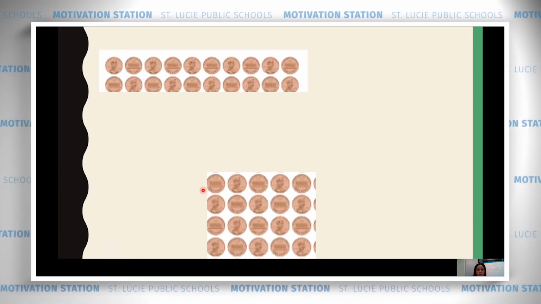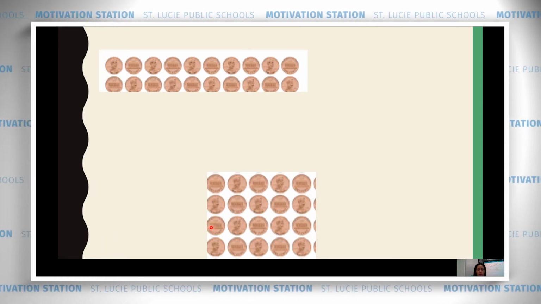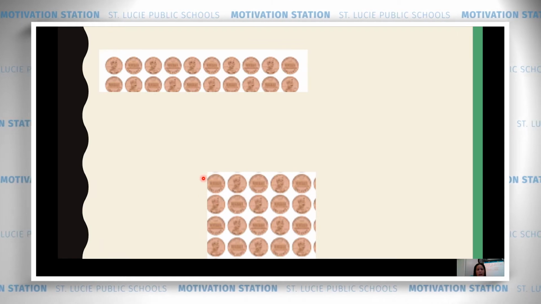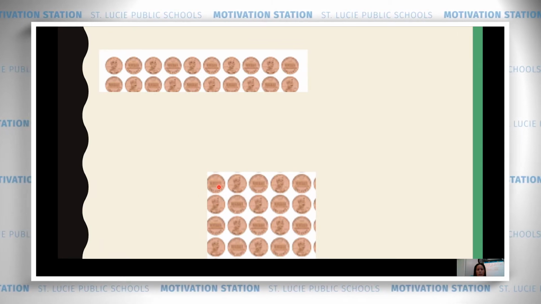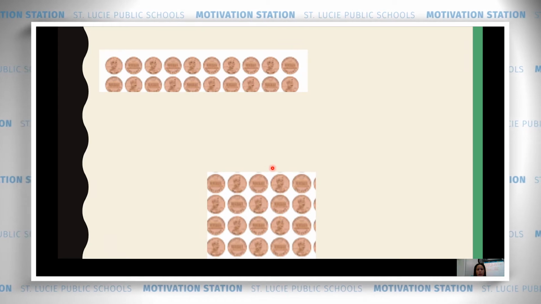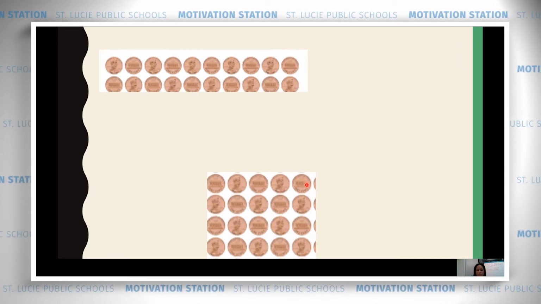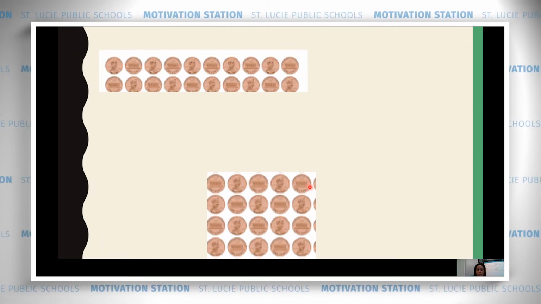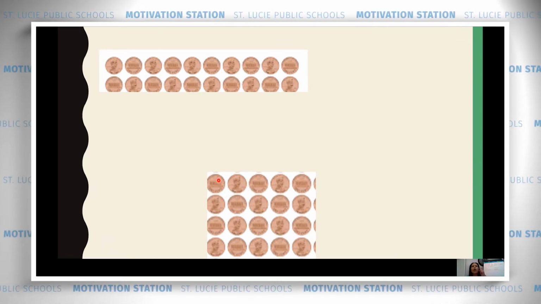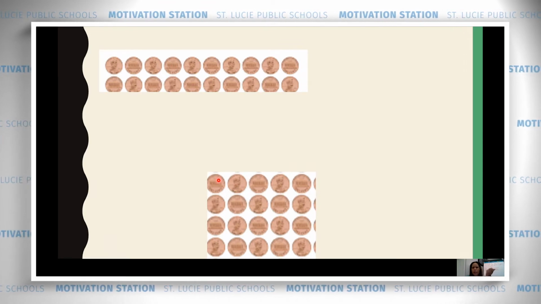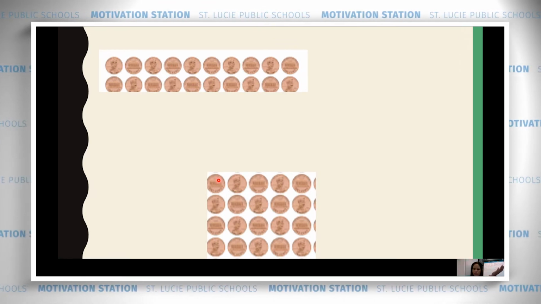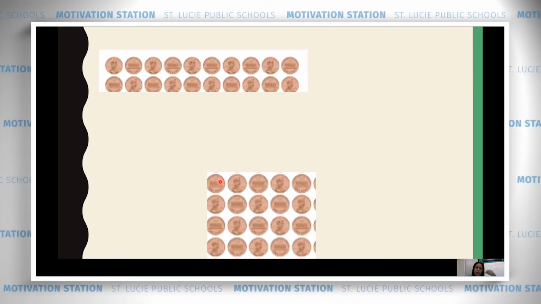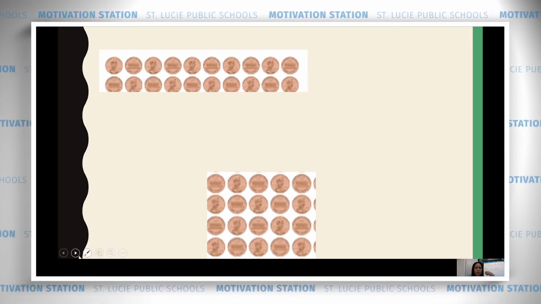I have 1, 2, 3, 4 pennies, or 4 rows of pennies. And in each row, I have 1, 2, 3, 4, 5 pennies. So 4 rows with 5 in each row. We have been practicing counting by 5s. We counted by 5s with our money. We counted by 5s in our time unit. Let's continue counting by 5s here.